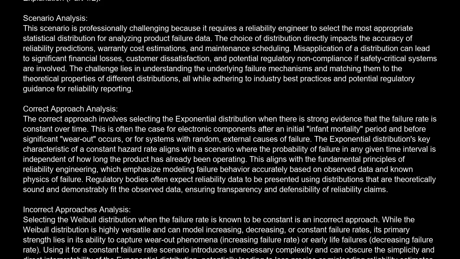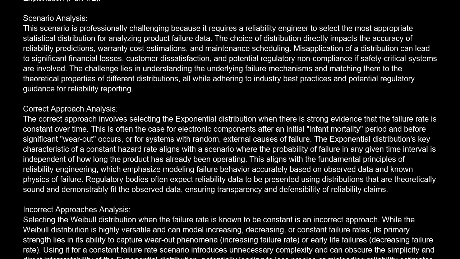This aligns with the fundamental principles of reliability engineering, which emphasize modeling failure behavior accurately based on observed data and known physics of failure. Regulatory bodies often expect reliability data to be presented using distributions that are theoretically sound and demonstrably fit the observed data, ensuring transparency and defensibility of reliability claims.